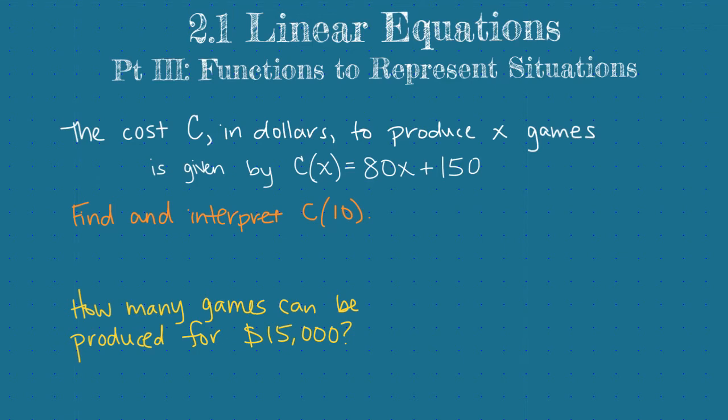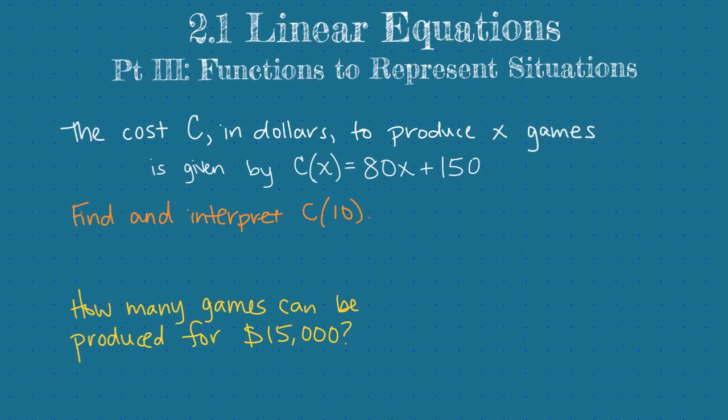In this video, we'll be exploring linear functions to represent situations. So in our first example, we're told that the cost, C, in dollars, to produce X number of games is given by this function C of X. And that means that our input is how many games, X, and the output is C of X, which is the cost. So the cost is affected by how many games are produced.